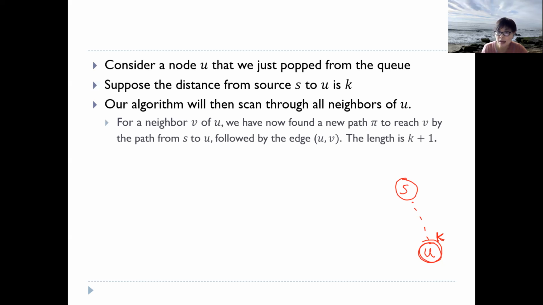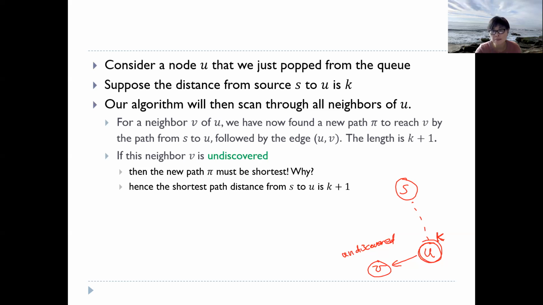So we look at its neighbors. If a neighbor V of U is one we haven't seen before, with the status still undiscovered, what does it mean? That means we have now found a way to reach V through U using only k plus 1 steps. And this is intuitively the shortest. This must be the shortest path.